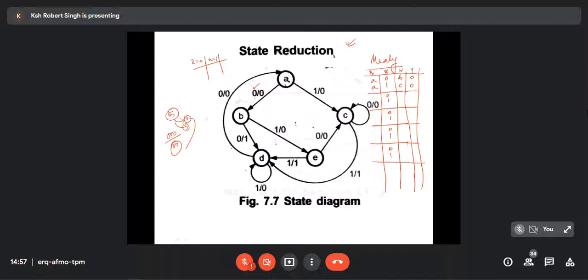And then from B, I will take another one. From B, when input is 0, it goes to D, and output is 1. From B, again, it goes to E when input is 1, and output is 0. Is it okay? Can you write all this like this? Can you understand? You can proceed. Let us not waste time. You can proceed like that.